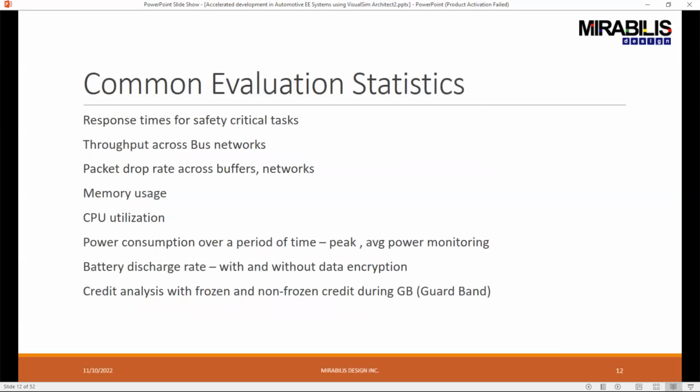Some of the common evaluation statistics are the response times for safety critical tasks, the throughput across multi-hierarchical bus networks, and the packet drop rate across buffers and networks, because we should make sure that critical packets are not being buffered too much across the links. The memory usage, because there is limited memory available and we should always limit the off-chip DRAM accesses. The CPU utilization, and the power consumption over a period of time, where we will monitor the peak and average power consumed per device. The battery discharge rate, with and without data encryption, so as to know which is the better approach over time. Then the credit analysis with frozen and non-frozen credit during the guard band period.